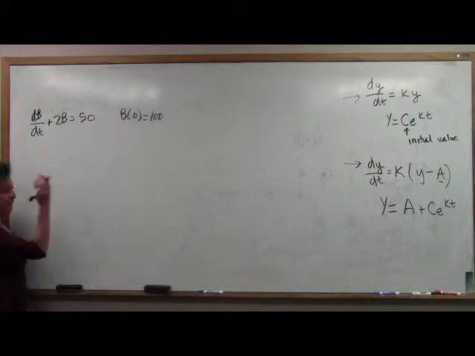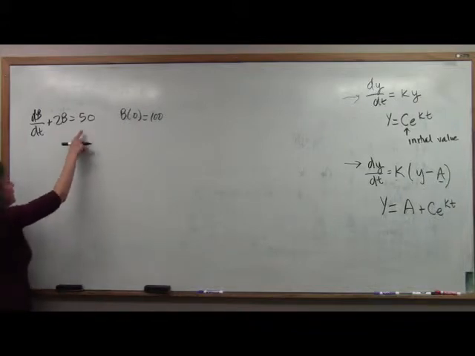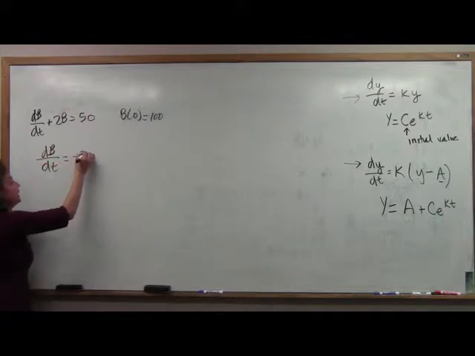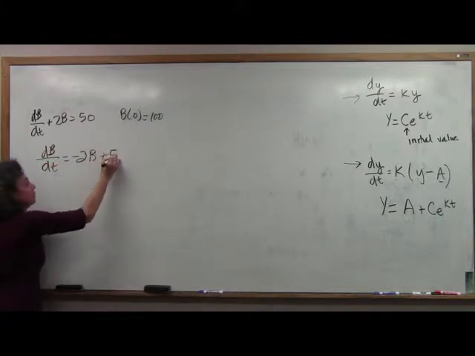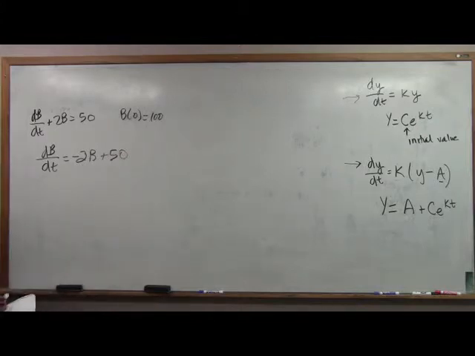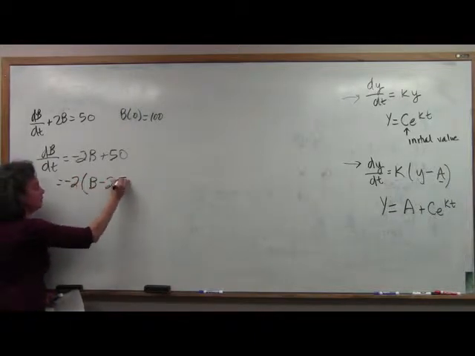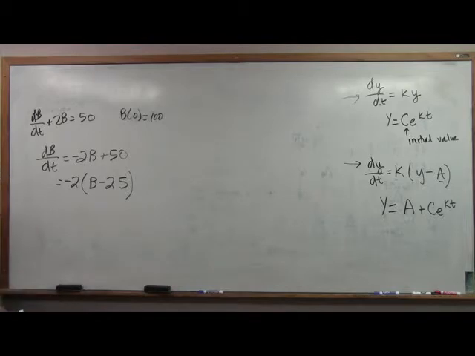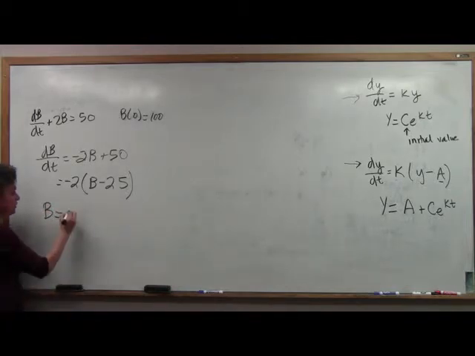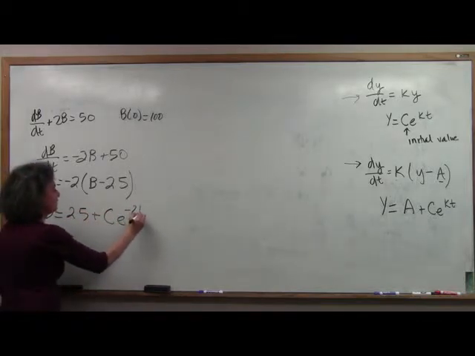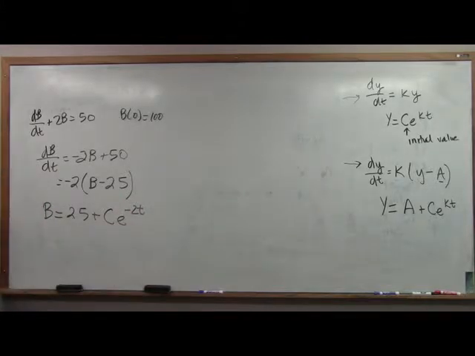Okay? So how do I get this to look like over there? First thing I'm going to do is scoot my 2b over. So dB/dt is negative 2b plus 50. And then my next step again is to factor out the negative 2. Claim we're left with b minus 25. So my solution is 25 plus c e to the negative 2t. Okay?